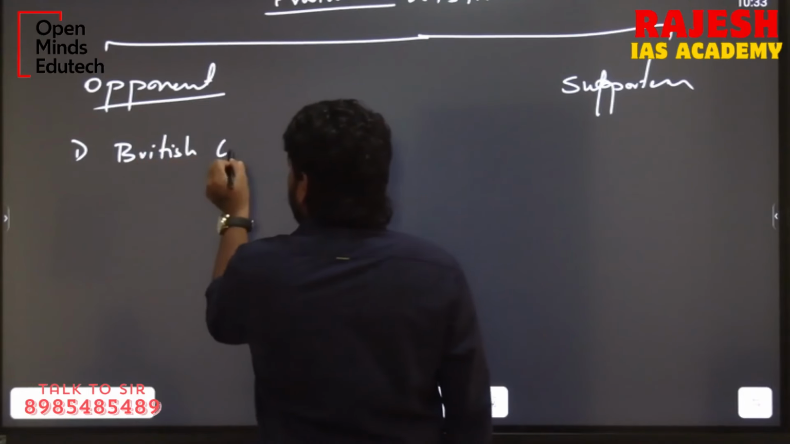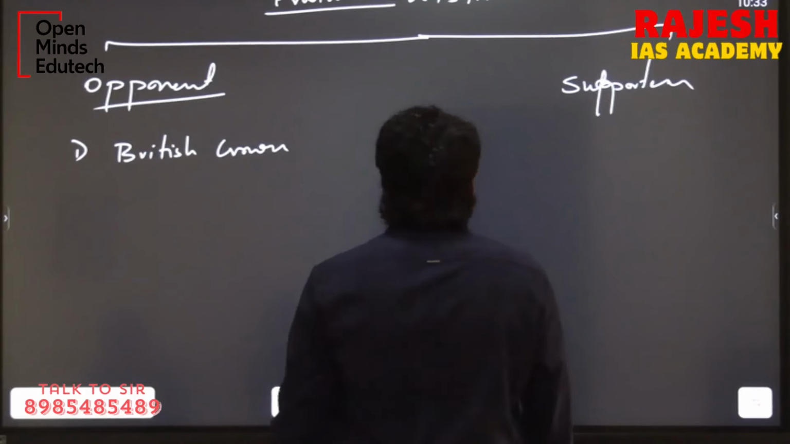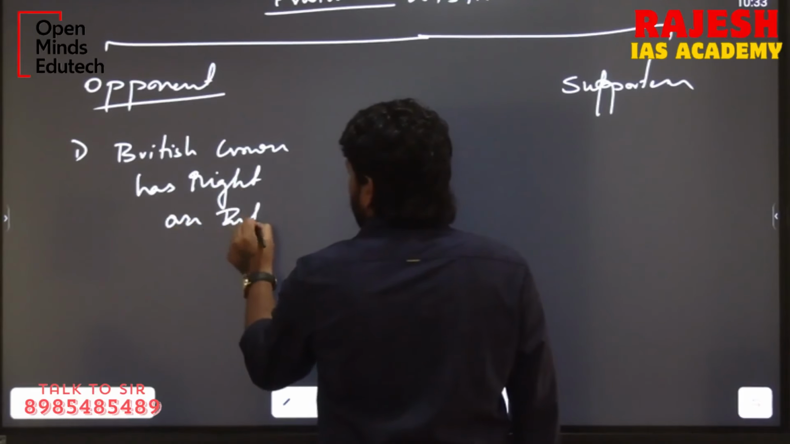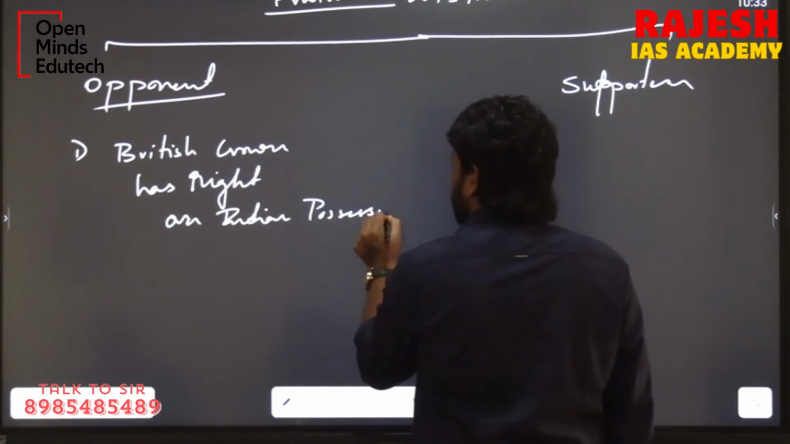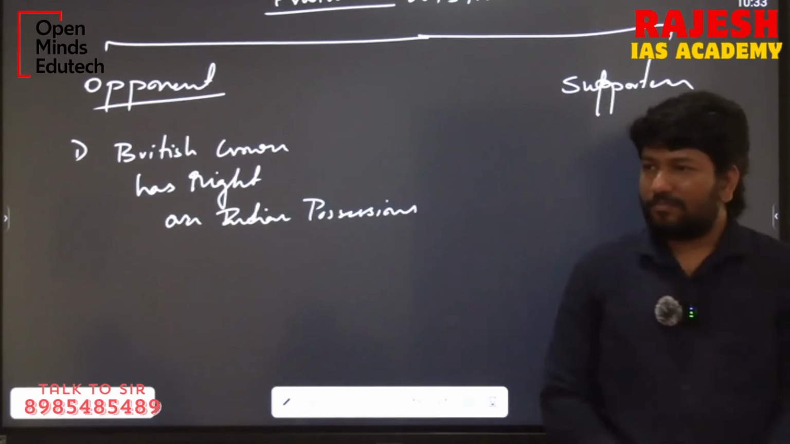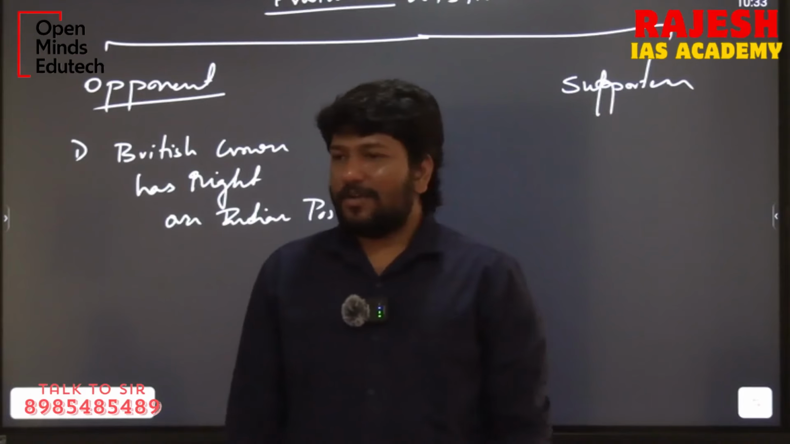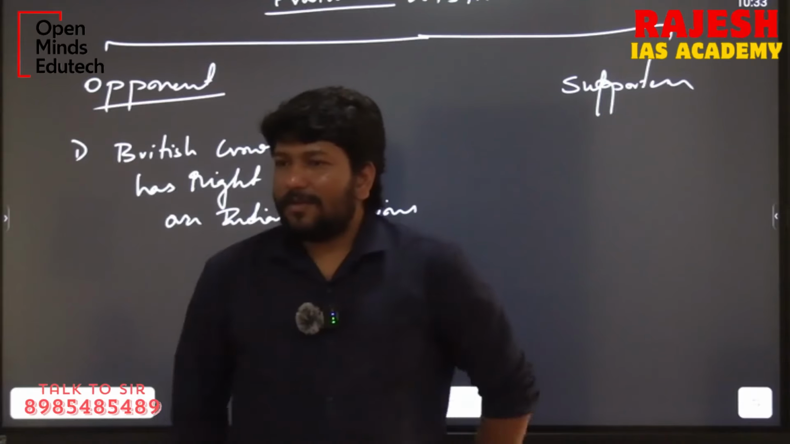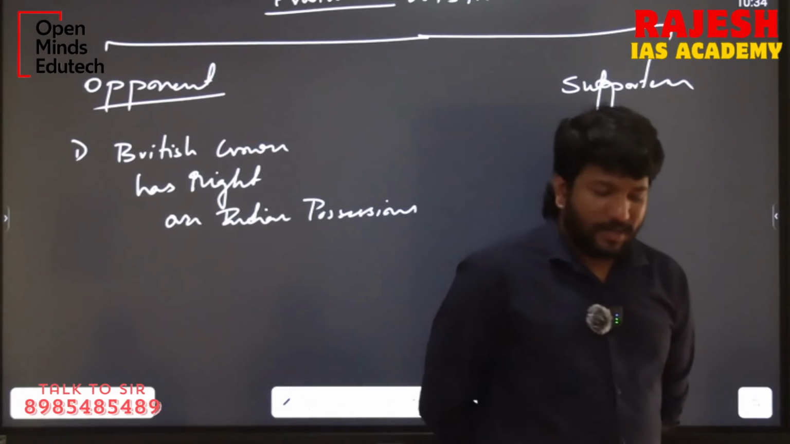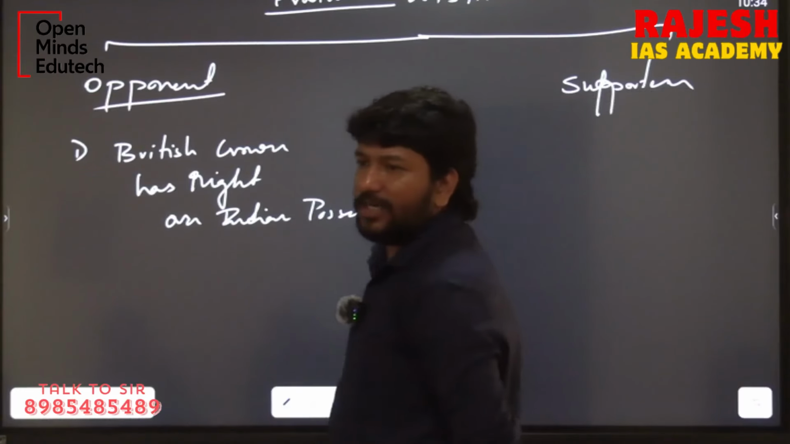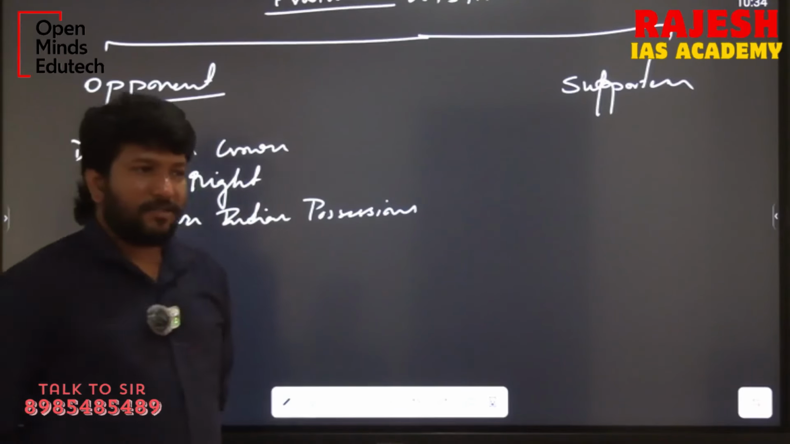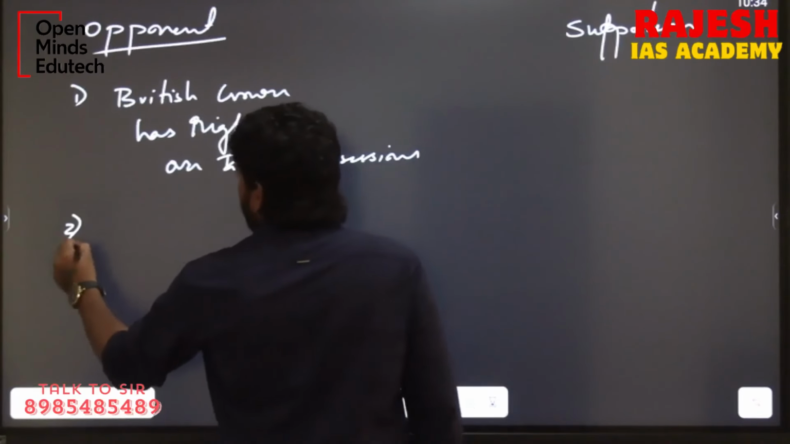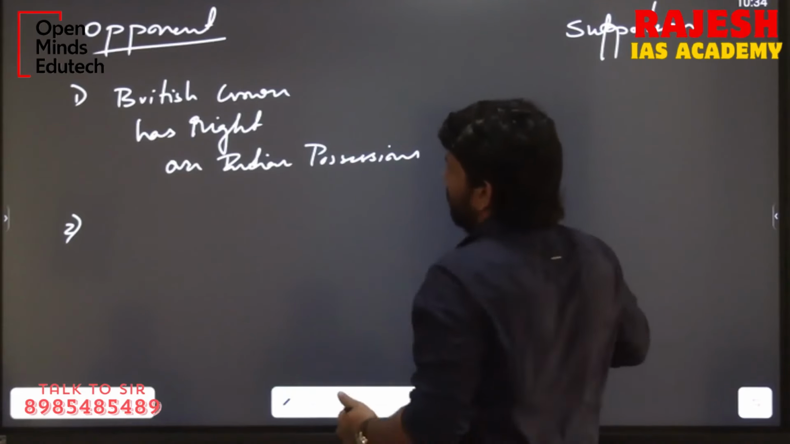The British Crown has right over the Indian possessions of the company. See, now the British king has a right. So whatever territories there were in India, who has the right? The king has the right. It said that the territories under the control of the East India Company are the territory of the British king. Next one.